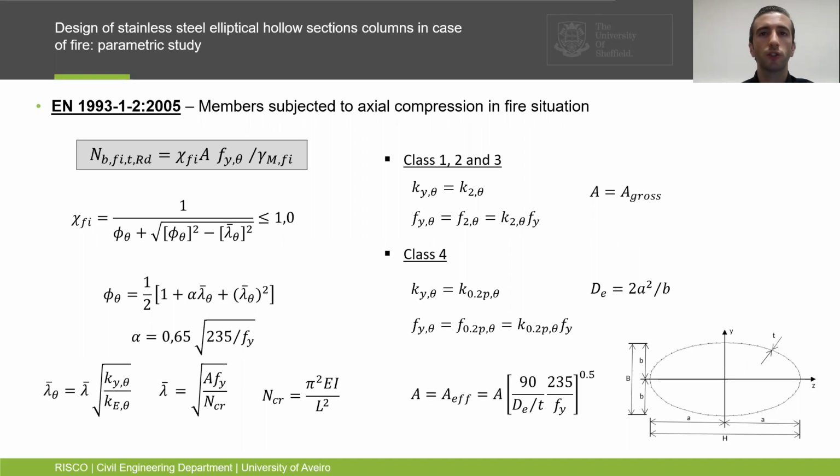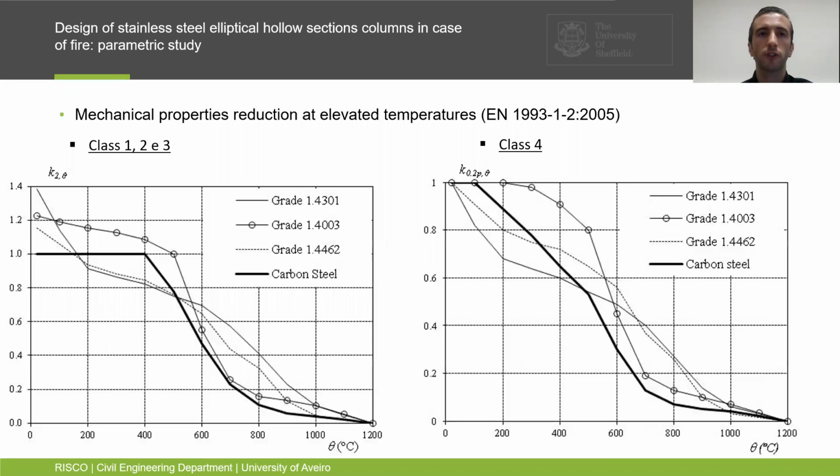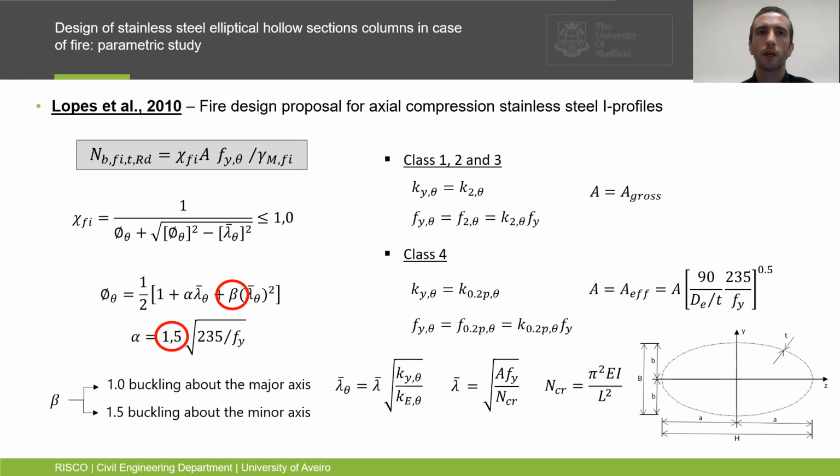The cross-section resistance was obtained with the numerical models from Safir and considered. The reduction factors are given on Annex C of Part 1-2 of Eurocode 3 for stainless steel at high temperatures for the different analyzed stainless steel grades.